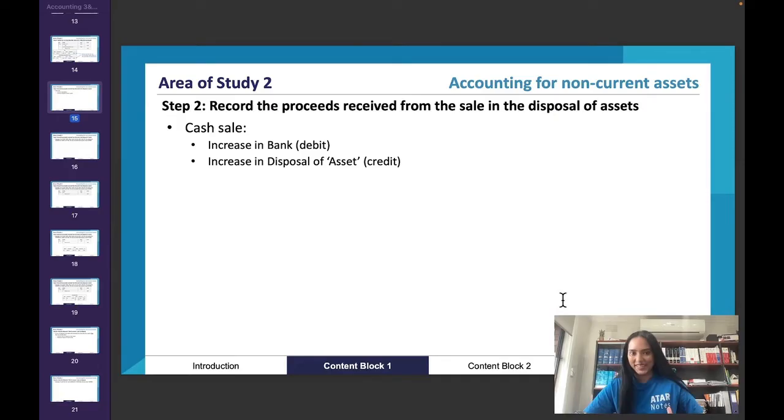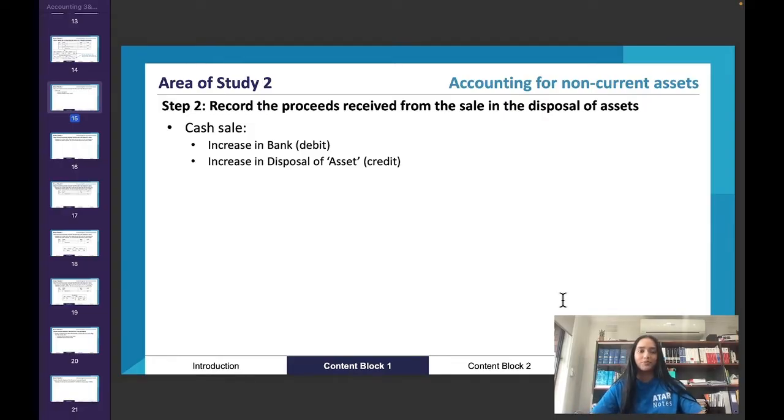Okay, so that was step one. Now, step two. Obviously step one was transferring the carrying value of the non-current asset that we're disposing of. So transferring the cost price, transferring accumulated depreciation, and because cost price minus accumulated depreciation is the carrying value, in essence, we were transferring the carrying value of that non-current asset to the disposal of non-current asset, or in this case, the disposal of van ledger account. So that was step one.